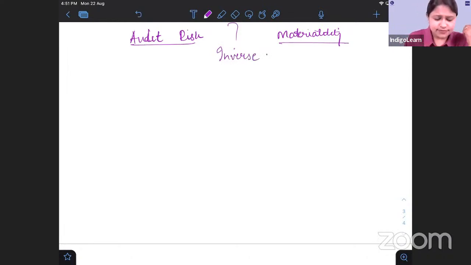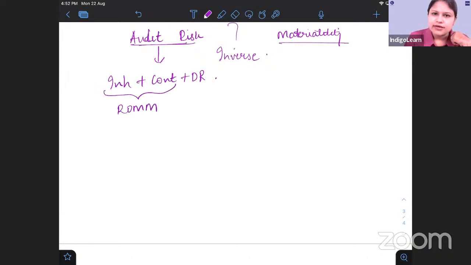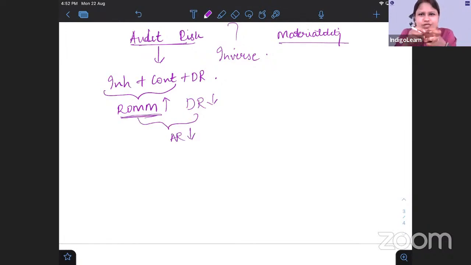Okay, understand. Audit risk basically has three components: inherent risk, plus control risk, plus detection risk. The first two together we call the risk of material misstatement. The logic is that if the risk of material misstatement is very high, then you have to keep detection risk low. Only then will audit risk also come down. If the risk of material misstatement is high, you have to bring your detection risk to a lower level. Only then will your audit risk come down.